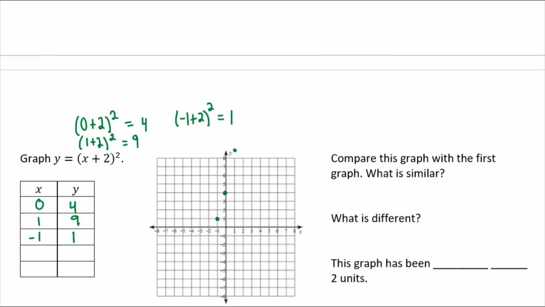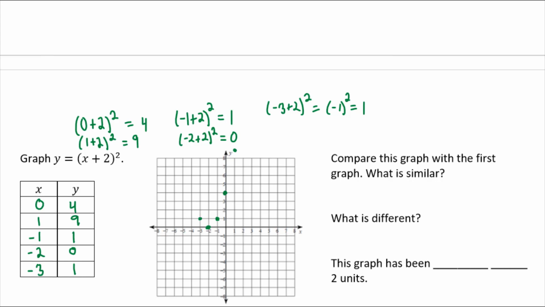Still don't really have enough maybe to know what's going on, so I'm going to keep going. Plug in -2. And so -2 plus 2 is 0, and 0 squared is 0. So -2, 0. And then let's go ahead and plug in -3. So -3 plus 2 is -1, and then I square -1, and remember the -1 itself is being squared, so -1 times -1 is a positive 1.